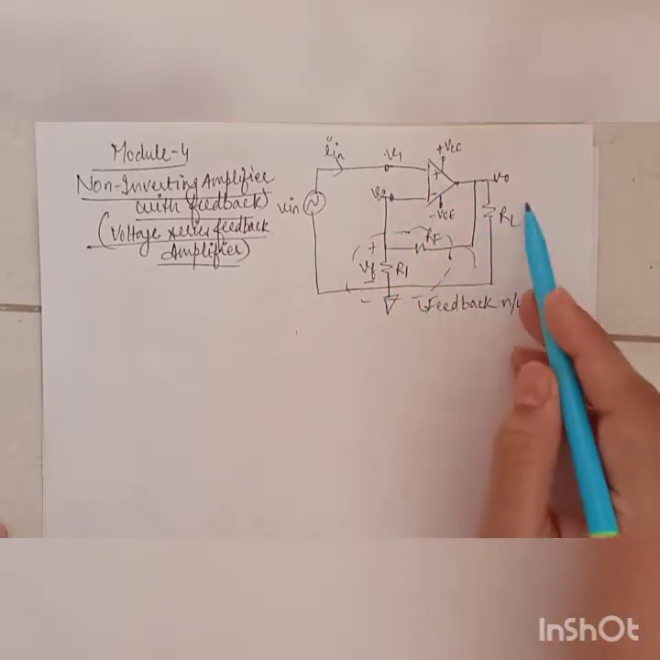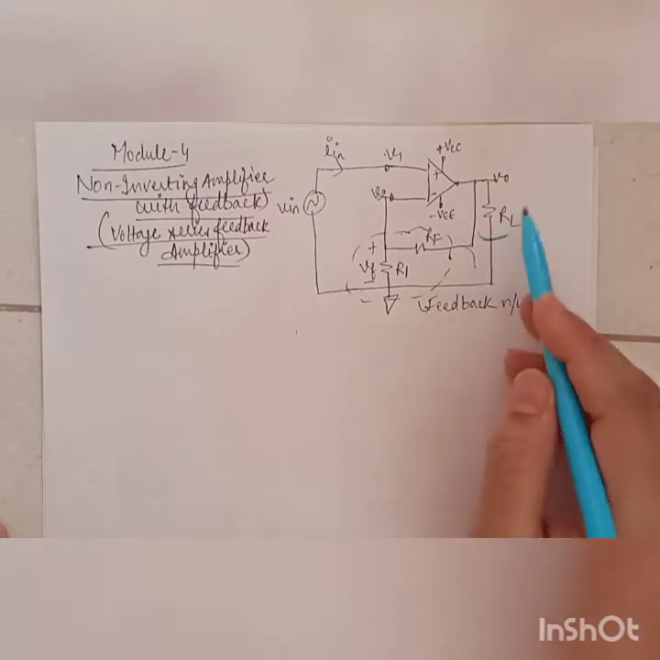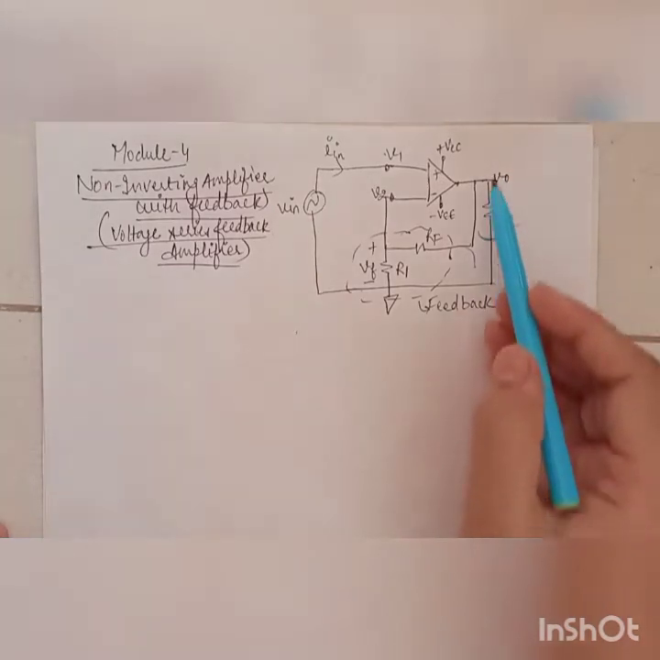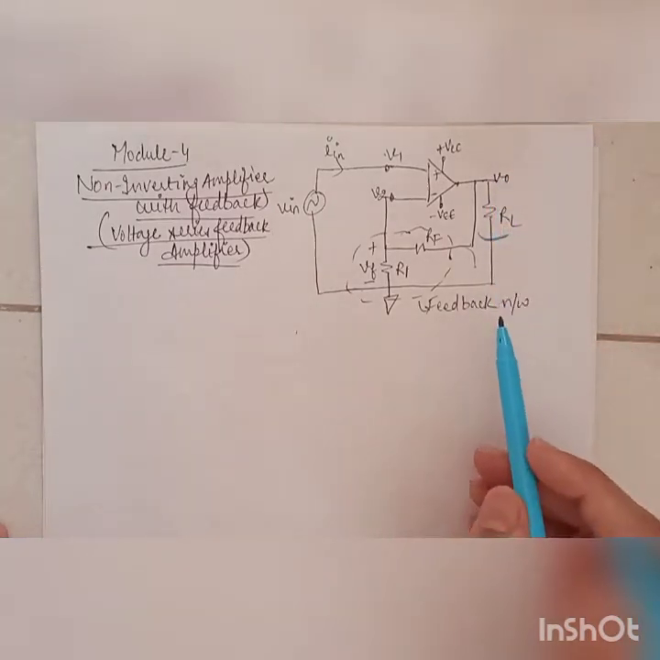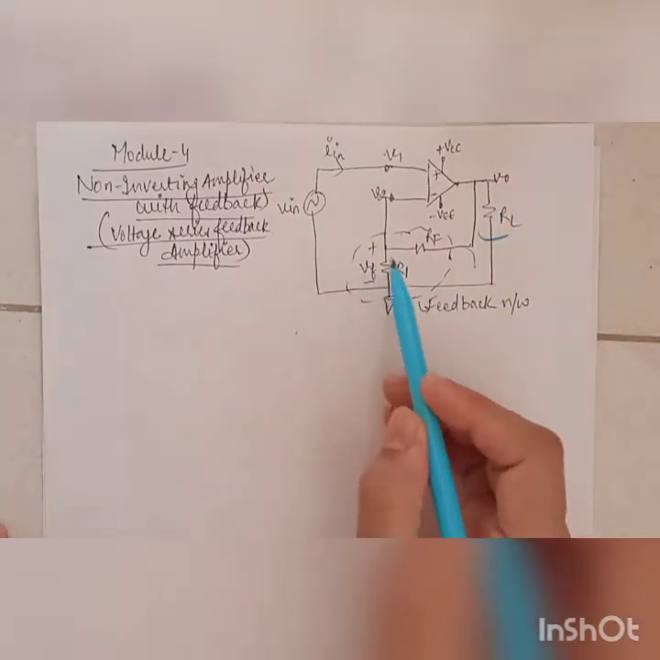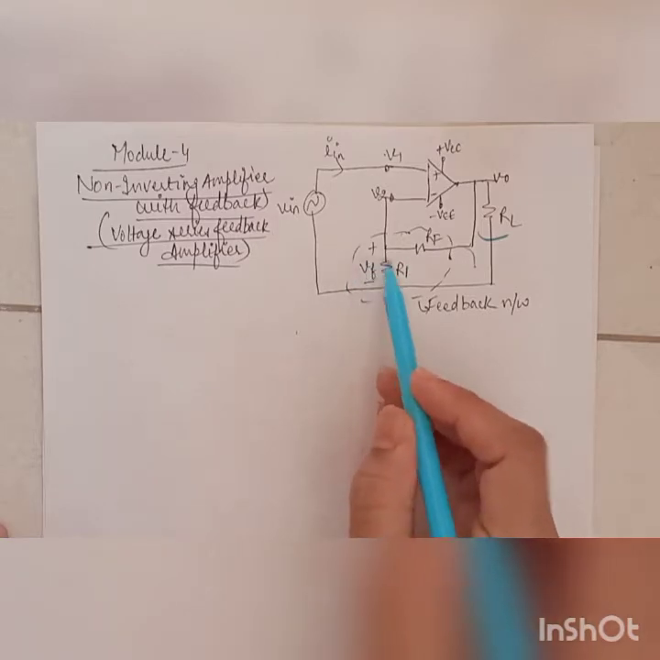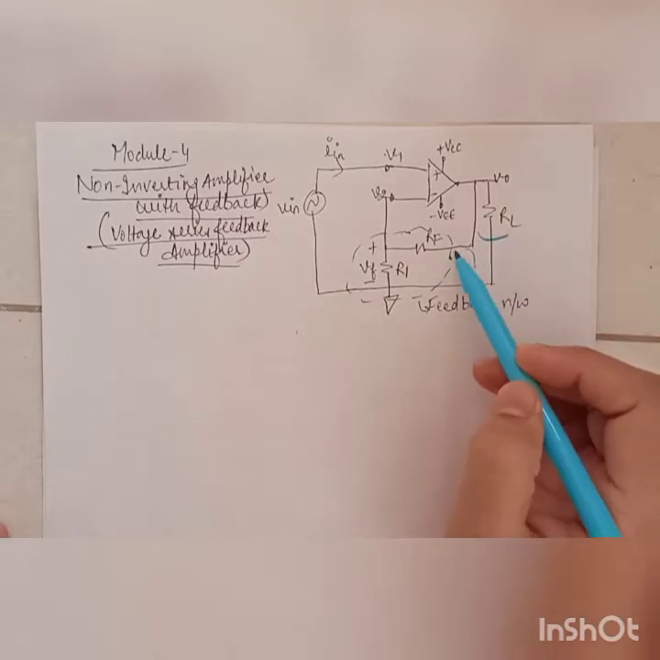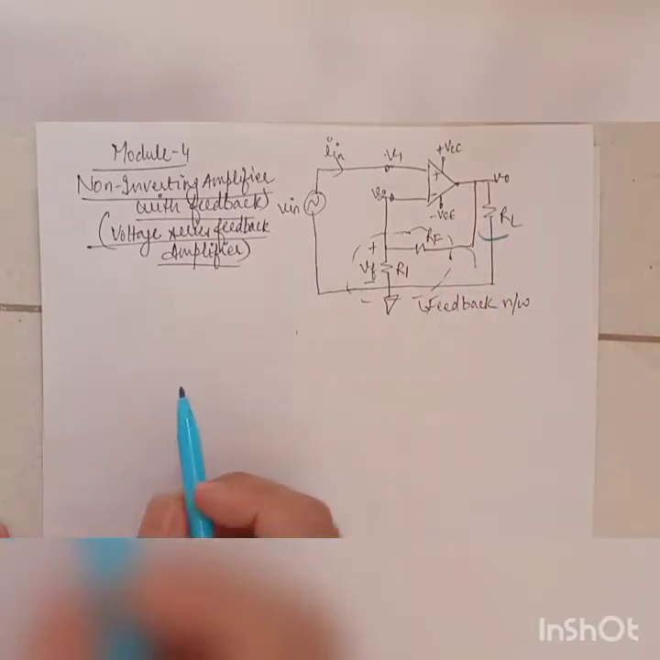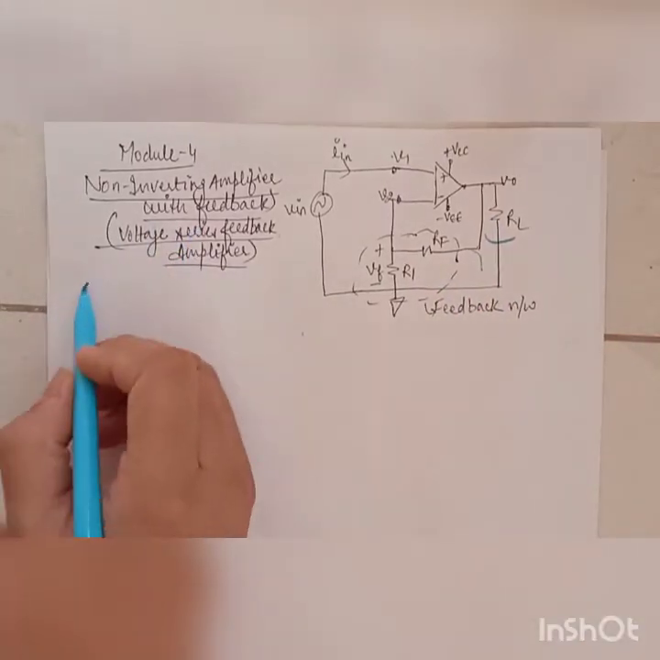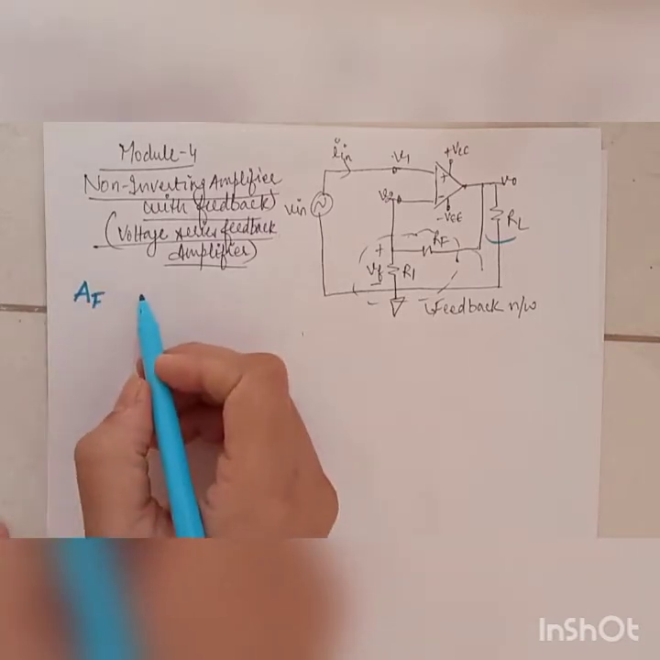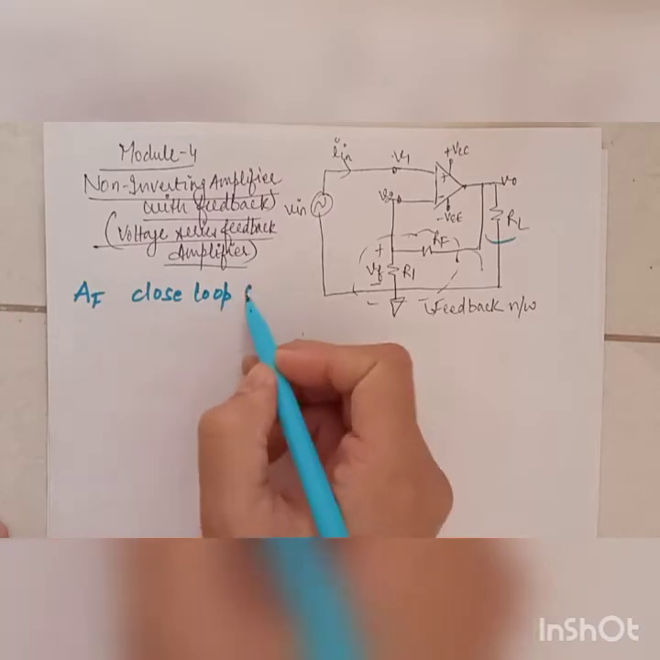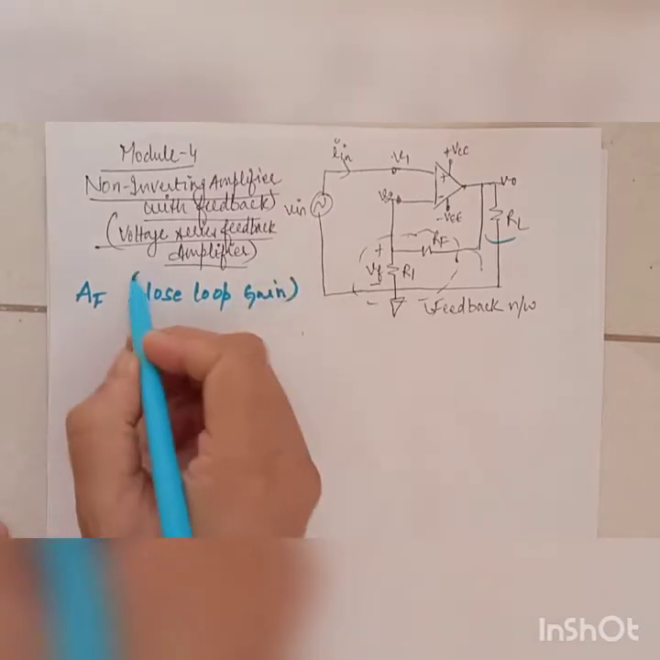RL is the load resistance here, and V0 is the output which we will get across this RL. Now this VF is nothing but the output voltage of the feedback network, and the input to this feedback network is V0. So let's calculate the value of first AF, that is the closed loop gain. This is the closed loop gain for this amplifier.